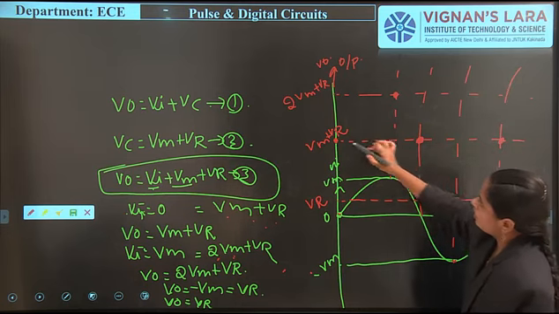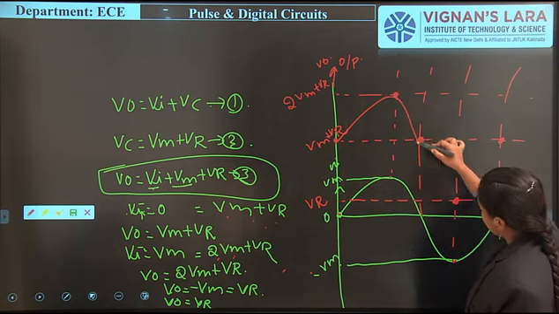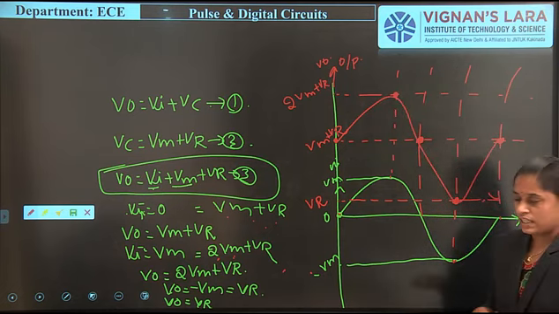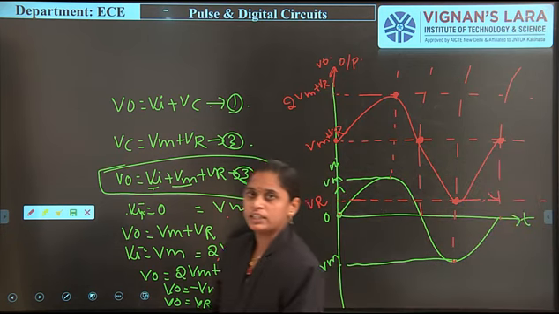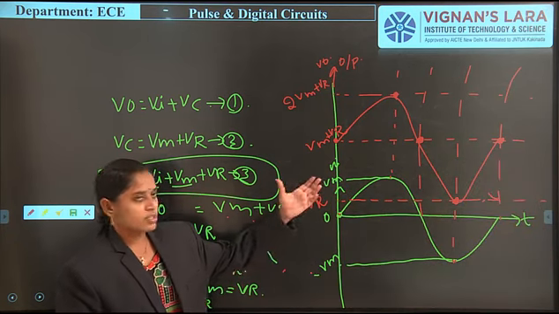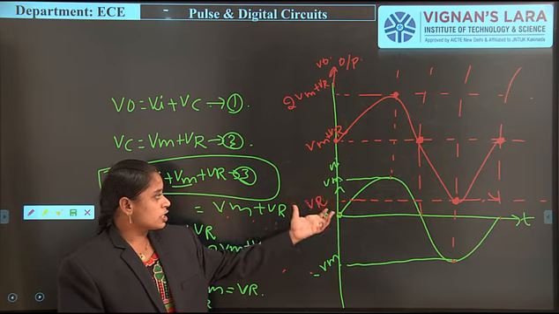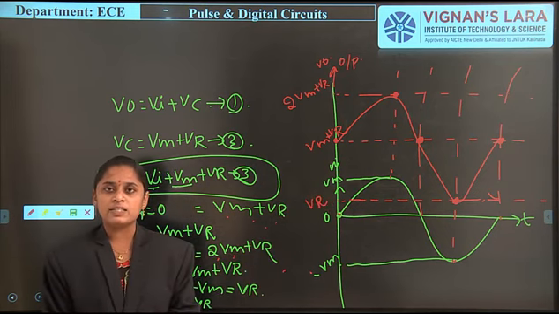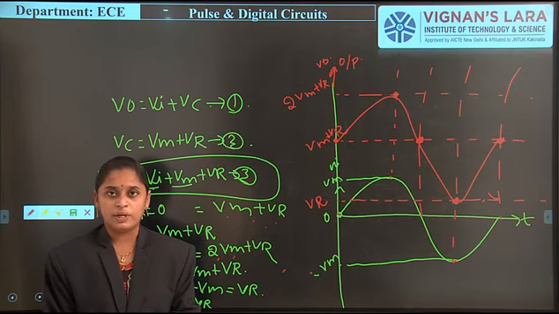This is the output waveform which shifts the signal above the DC level with reference to Vr. So this is the output waveform for the positive clamper with positive reference voltage. In the next class we will discuss the positive clamper with negative reference voltage. Thank you.